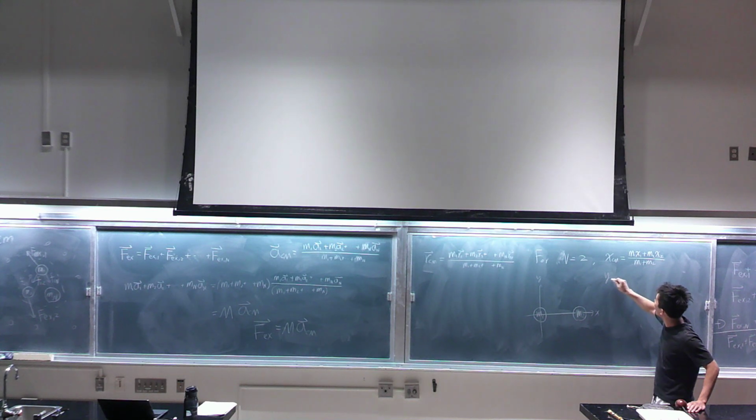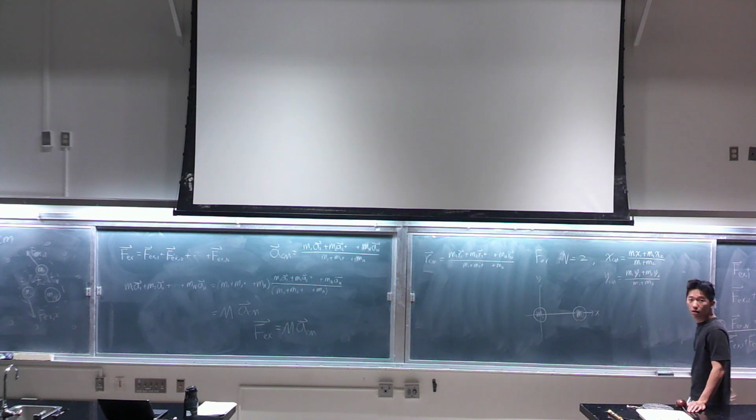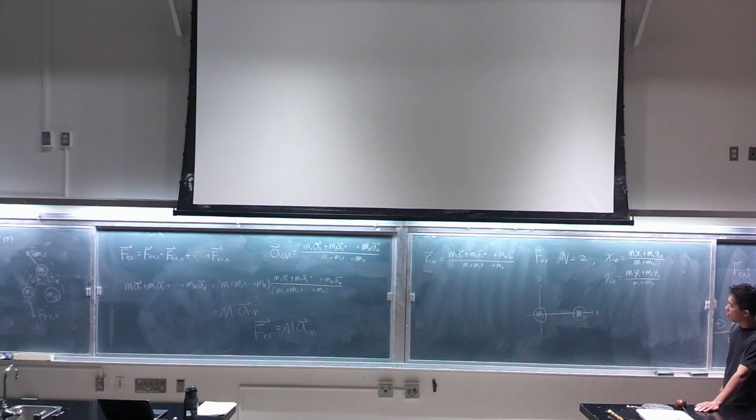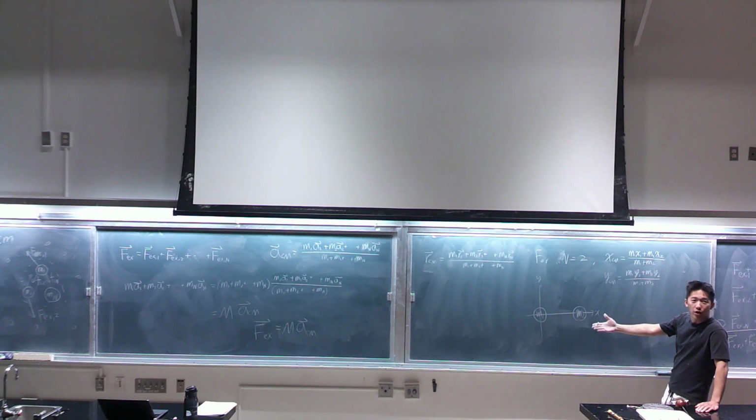Similarly, the y position of the center of mass will be the sum of the y position weighted by the mass of the particles. Now, because I choose this frame, the y position of both particles is 0. So I get a 0 here. Okay?